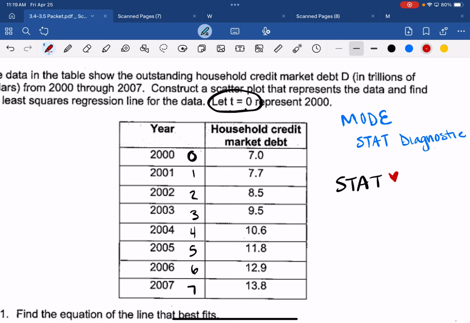How do I get to the original table? So it's stat, enter. Once you've filled in your table, you're ready to now find your equation.